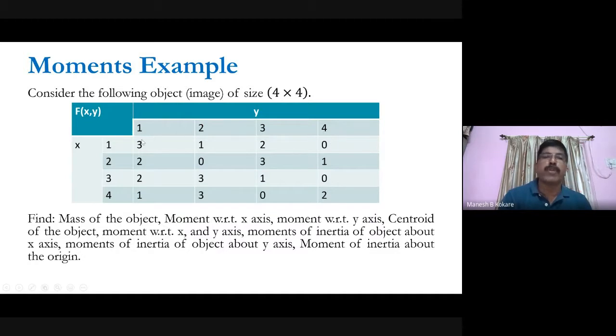And the 4 by 4 image has intensities like this. At x is 1, y is 1, the intensity value is 3. At x is 1, y is 2, the intensity value is 1, and so on. These are the intensity values of the 4 by 4 image, and from them you have to calculate the mass of the object, the moment with respect to x-axis, the moment with respect to y-axis, and all those different moments. Now we'll solve this problem and calculate them one by one.